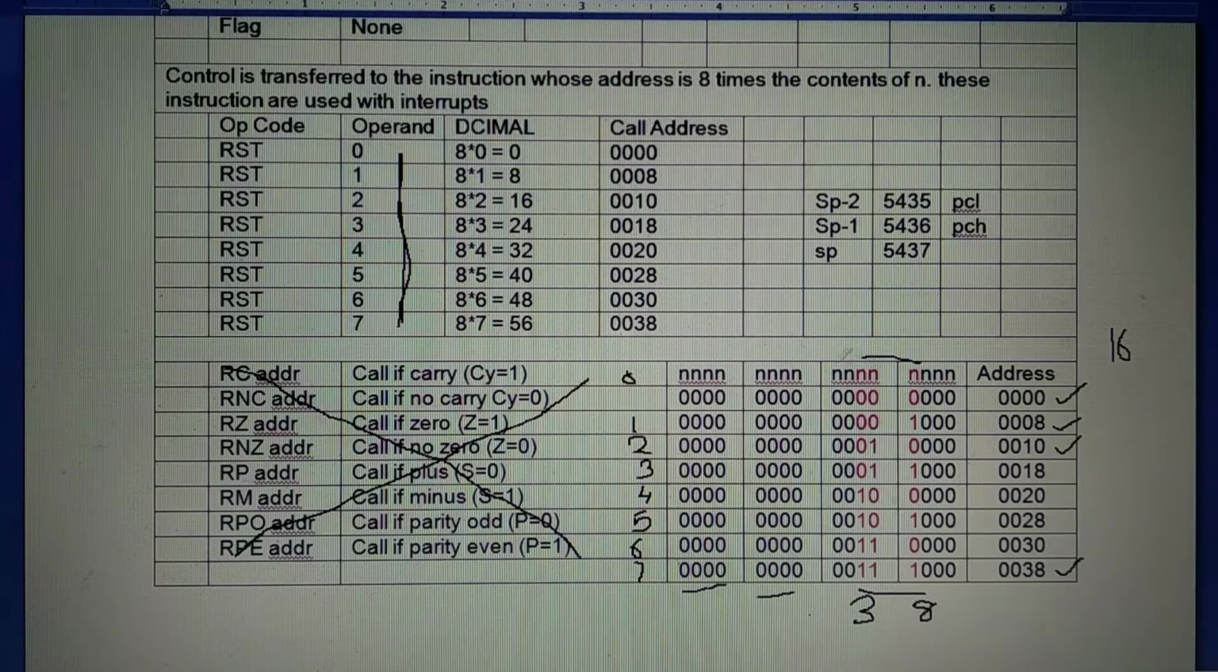It can also be represented using groups of 4 bits. This indicates program counter high. Again a group of 4 bits and a group of 4 bits indicate program counter low. Program counter high and program counter low together represent the call address. In this way also you can get the call address.